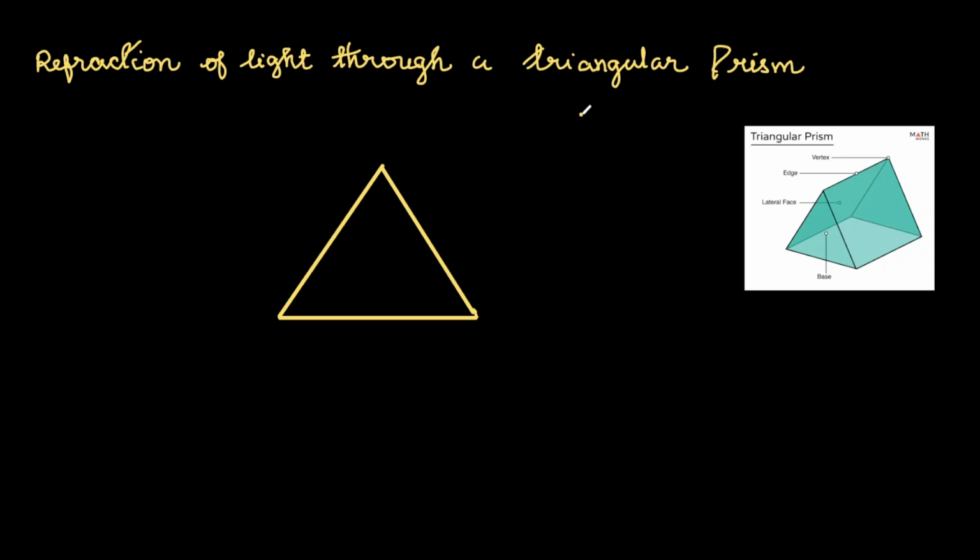Refraction of light through a triangular prism. A triangular prism has two triangular surfaces and three lateral surfaces: one, two, and the bottom one, three. All the surfaces are inclined to one another. This is the peculiar property of a prism.